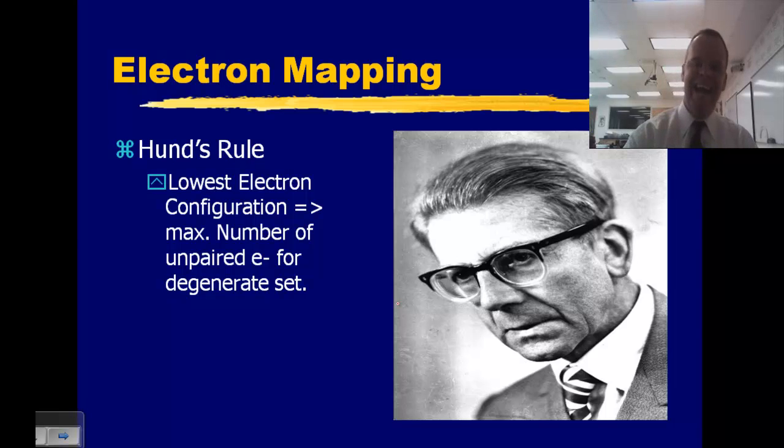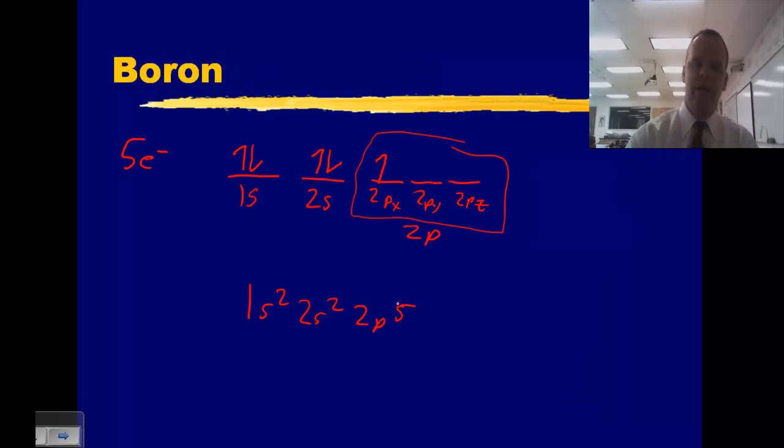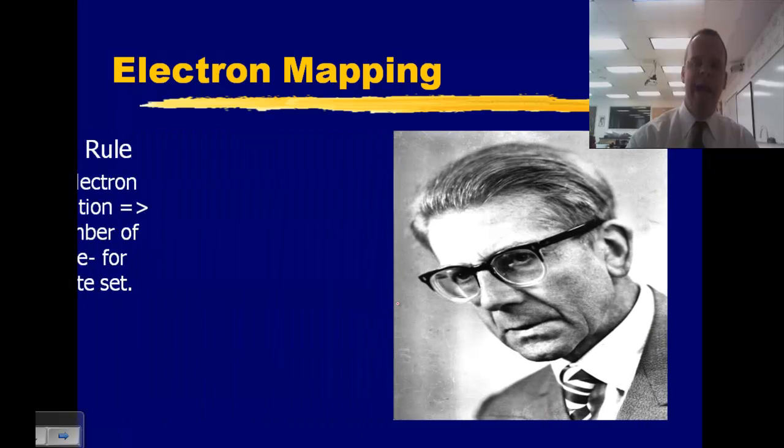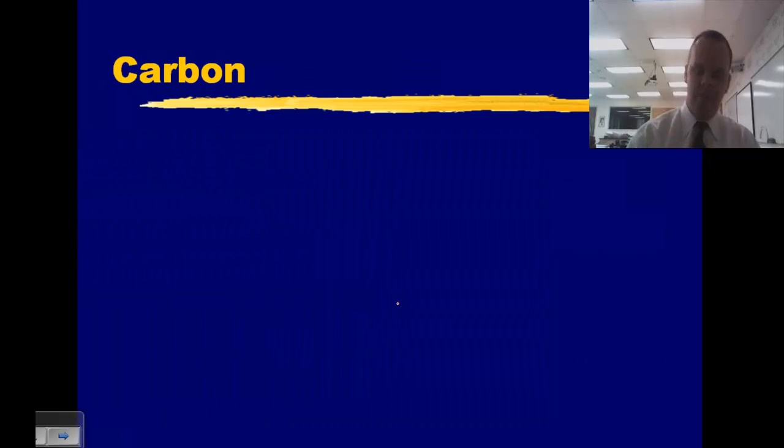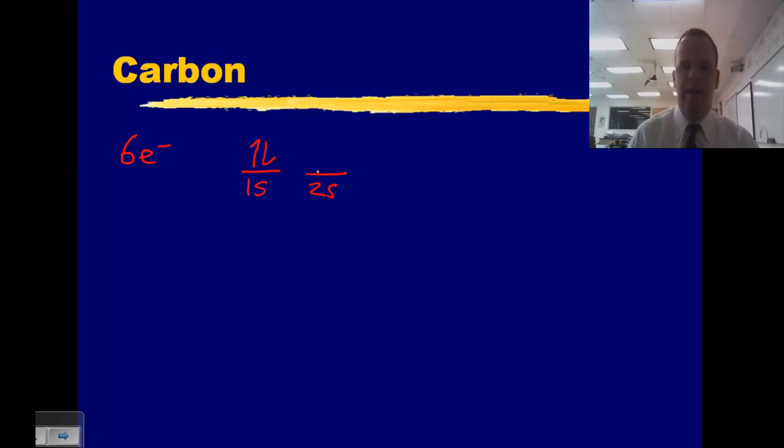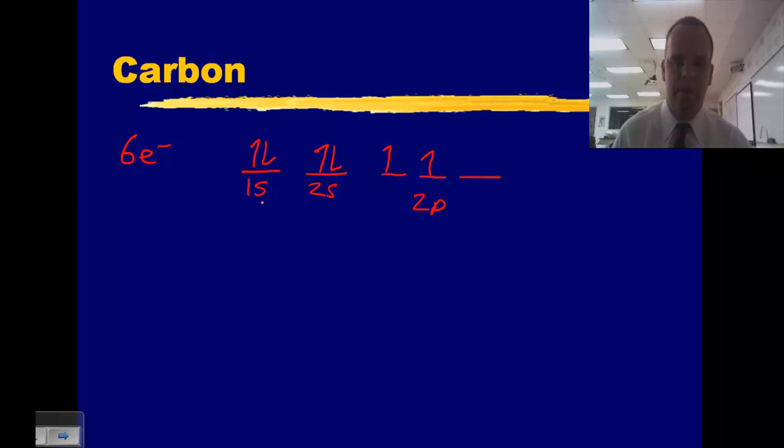So the 2p set of orbitals that we saw here, 3 orbitals, the lowest energy state is for them to be unpaired. Now, remember, electrons are negatively charged. They repel each other. So if we can spread them out within an equal set, then we want to spread them out. So this is the 2p. We'll put 1 in the first orbital. We'll put 1 in the second orbital, rather than doubling up in the first orbital.